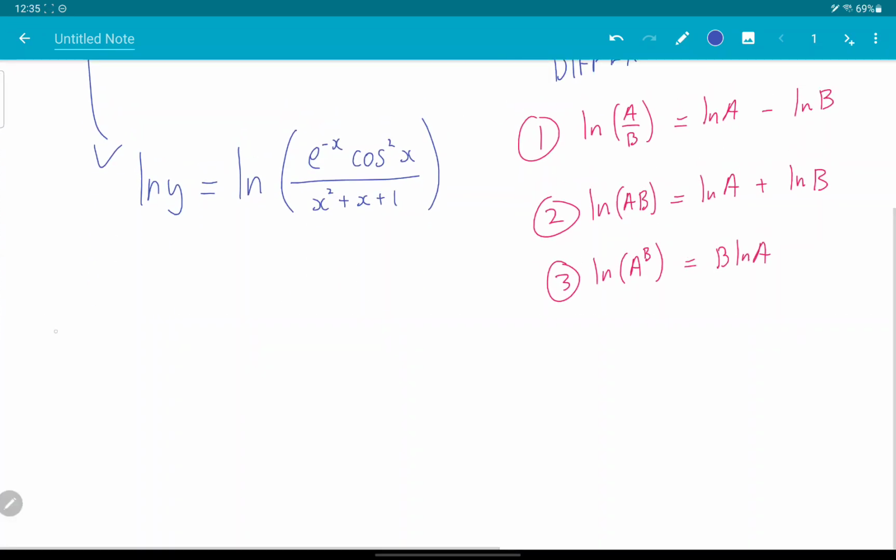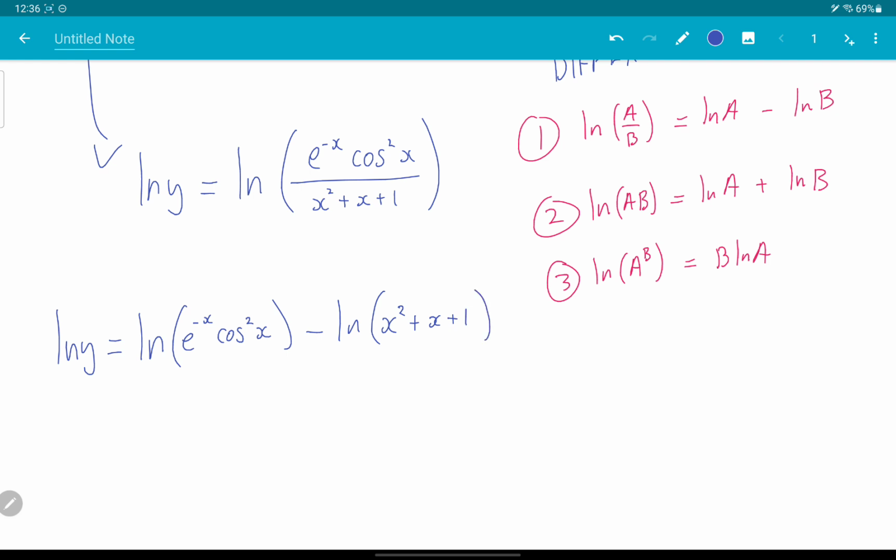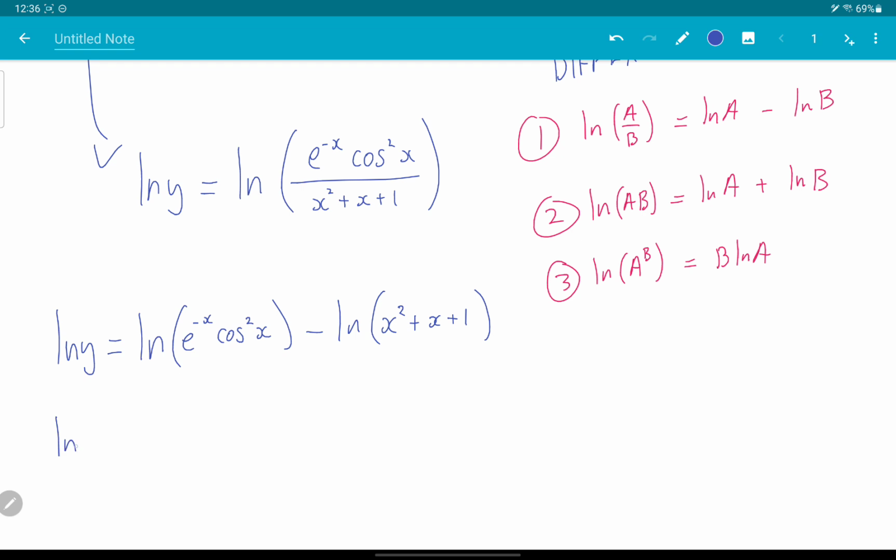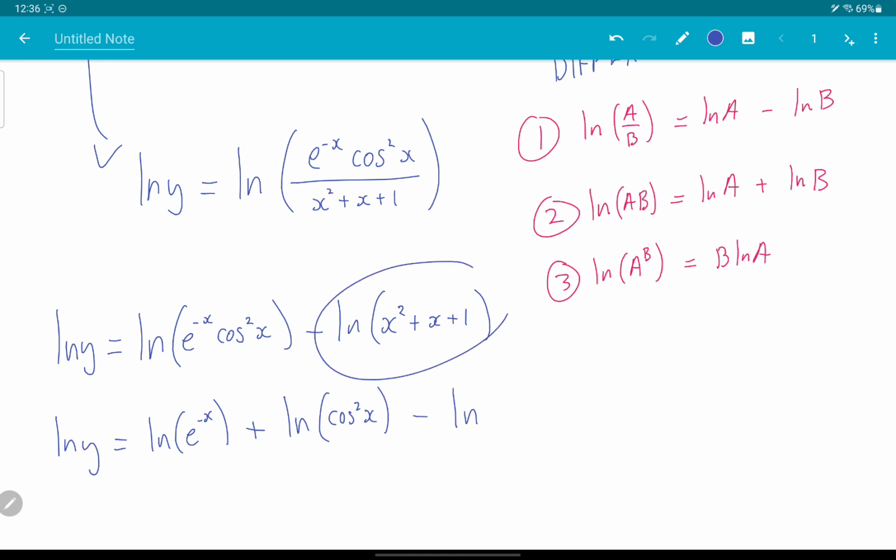Okay, let's go. So ln y is going to equal, well, the first one is, I use number 1 here, because I have a fraction, right? So I can go ln of e to the minus x cos squared x minus ln x squared plus x plus 1. Next, use this one to work this guy out. Plus ln cos squared x minus ln, nothing to do here.